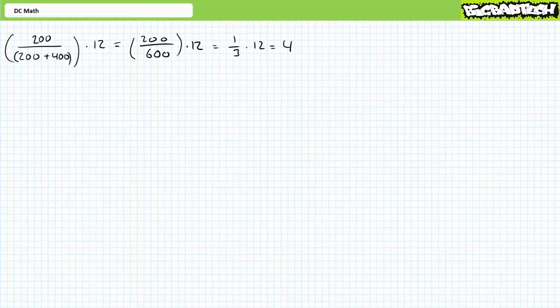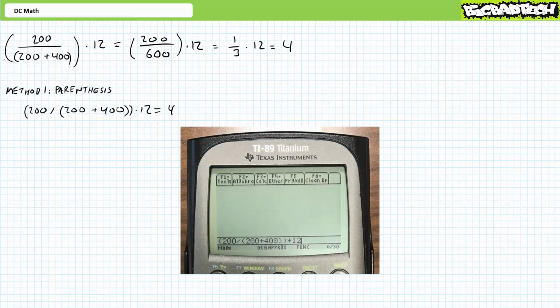Now, how do we feed the calculator this exact expression? There's two methods. Actually, there's a bunch of methods, but I'm going to highlight two. Method 1, use parentheses. Use as many parentheses as you want to make it exceedingly clear the desired sequence of operations. Some of these parentheses might be overkill, but who cares? The more explicit your directions are, the less chance of error. Here's one way to write this expression in one line. Parentheses 200 divided by parentheses 200 plus 400 parentheses times 12, press enter. The calculator returns 4 as we expect.